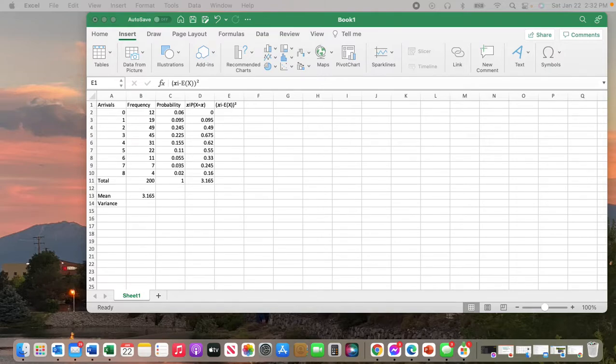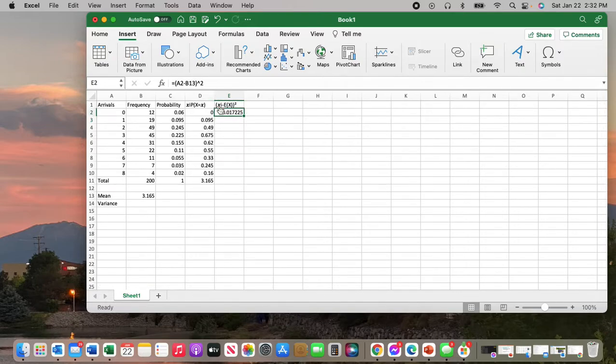So what we need to do is subtract the arrivals minus our mean, and then we elevate to the second power. So here are our arrivals. Arrivals minus, oh, sorry. This is going to equal arrivals minus our mean. Then close parentheses, and we elevate that to the second power. Okay.